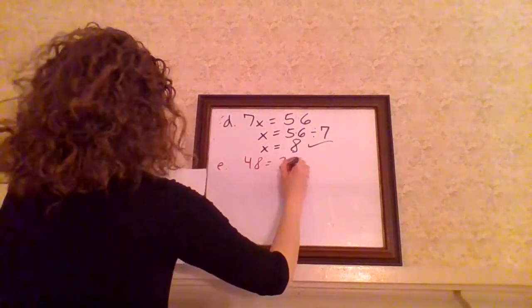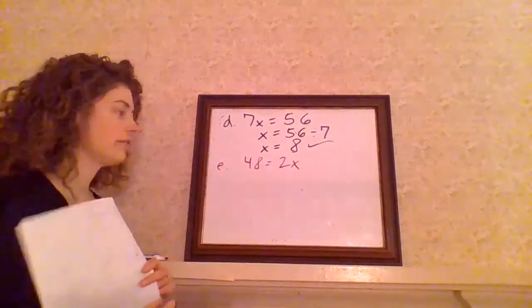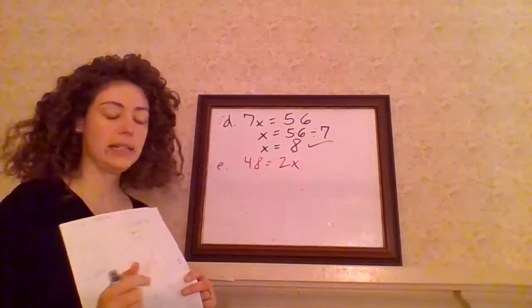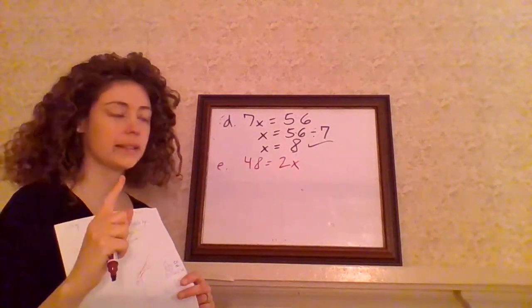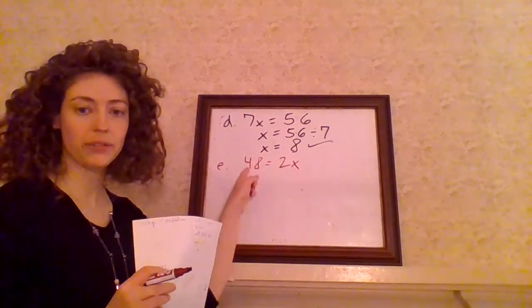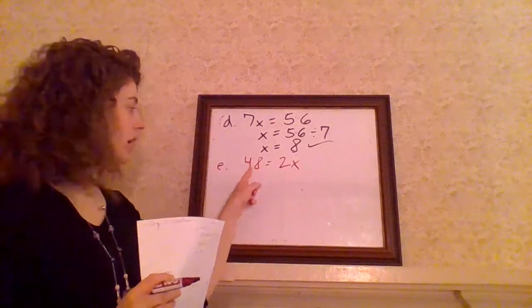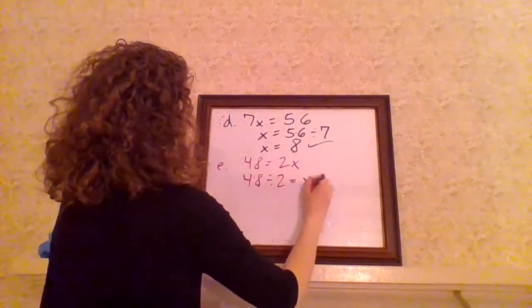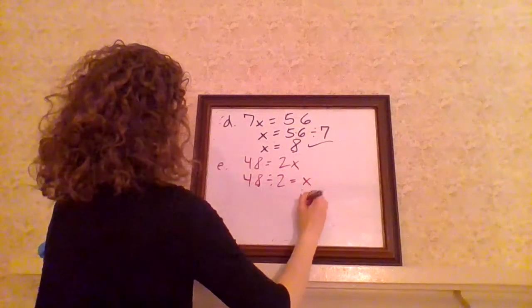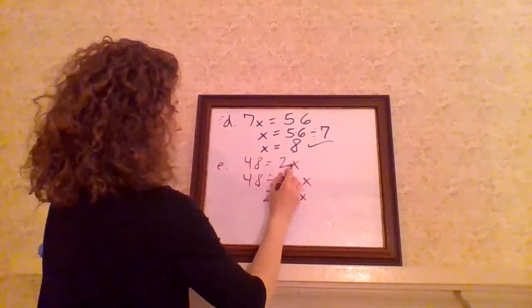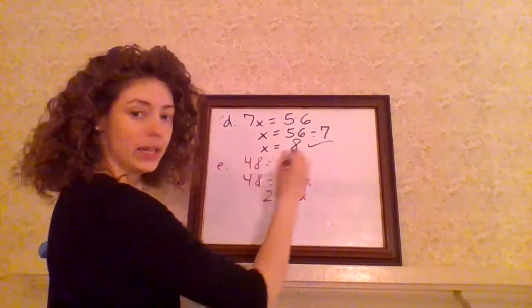Okay, E. 48 equals 2x. So if 2 x's, or 2 paper bags, equals 48, how much is 1x? To get 48 by multiplying what's in 1x, what we should do is divide 48 by 2. 48 divided by 2 equals x. And so x equals 24. Let's check. 2 times 24, is that 48? Yeah, so we're good.